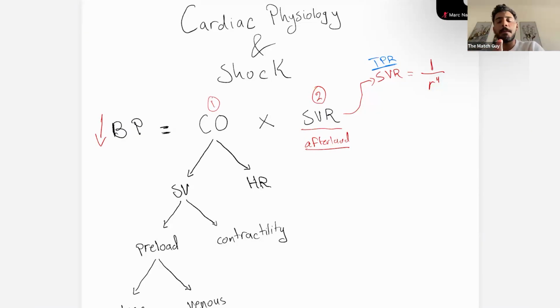Okay, now coming back to the equation for the blood pressure, since we said that shock involves low blood pressure, and that is your biggest clue in all of the USMLE questions that this is a question about shock, if you see the blood pressure being low.